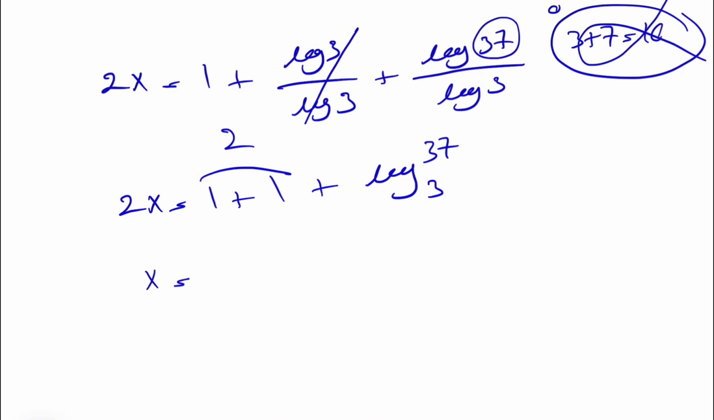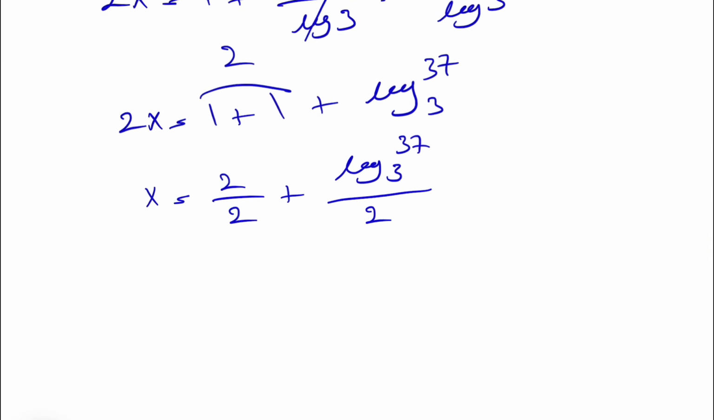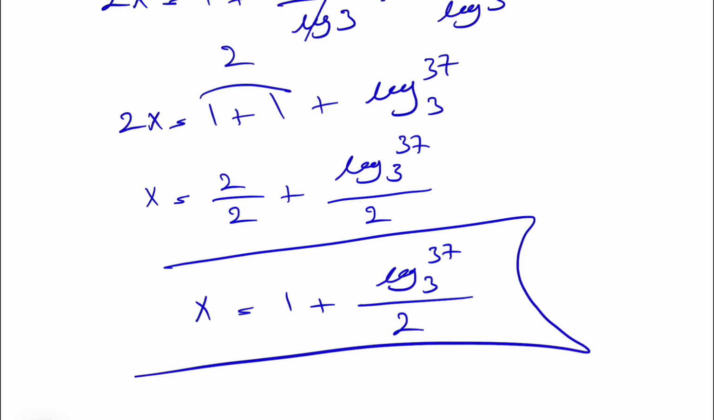Our x will be 2 divided by 2 plus log base 3 of 37 divided by 2, or our x will be 1 plus log base 3 of 37 divided by 2, and this would be the final answer for this question.